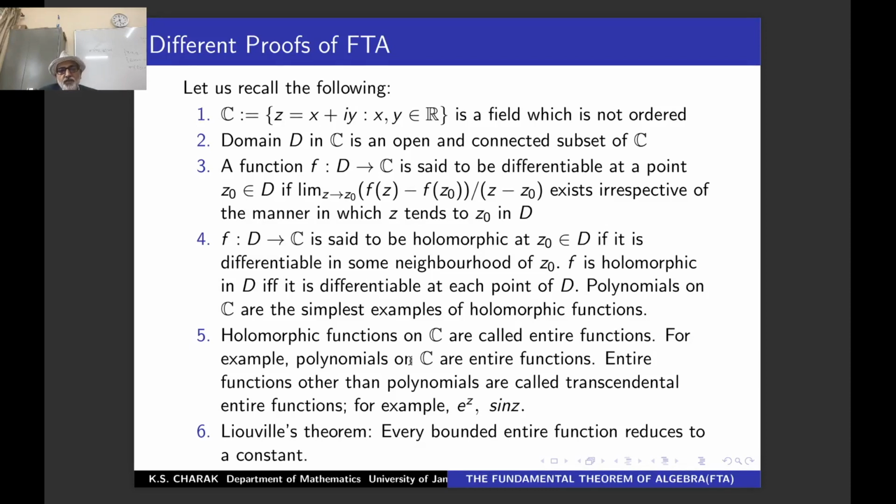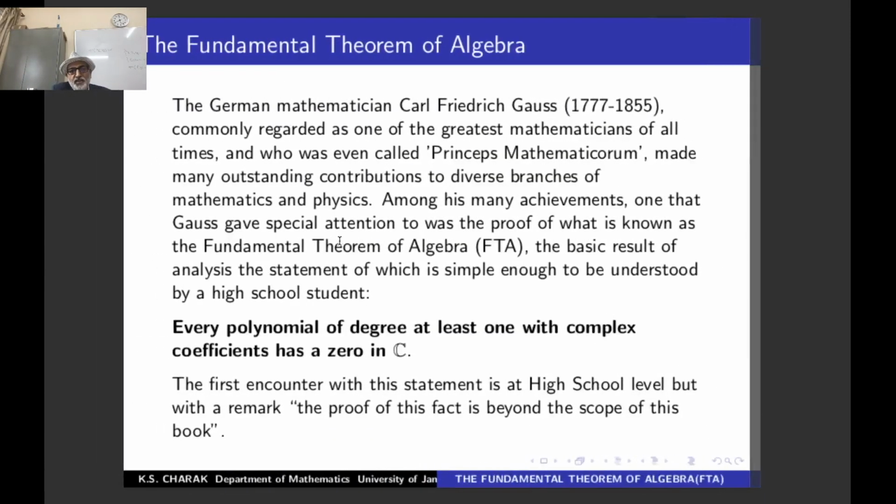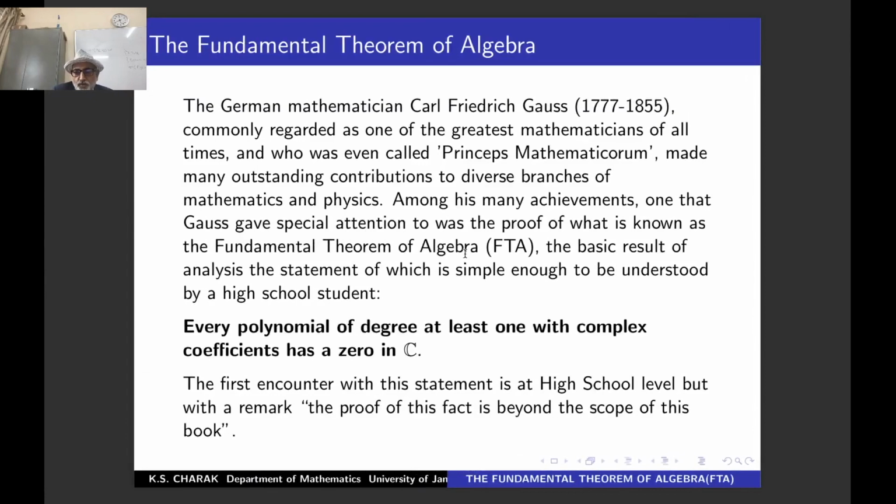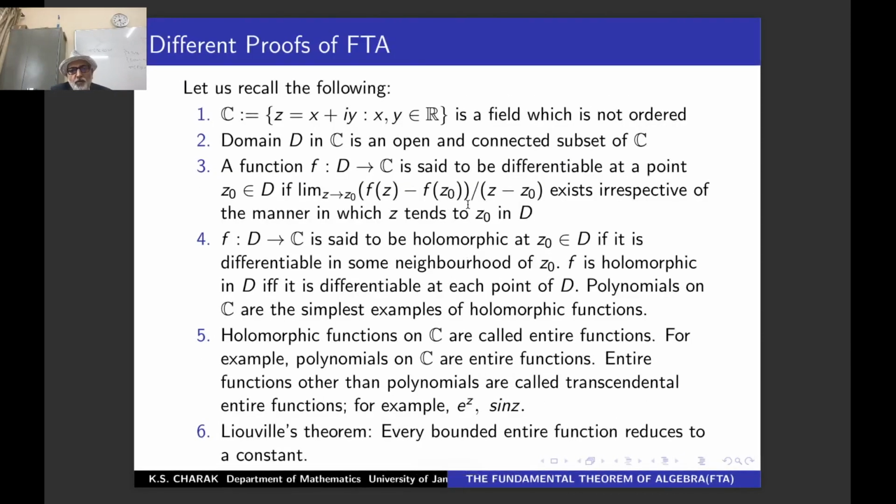A complex valued function on a domain D in C is said to be differentiable at a point z0 in D if the limit of the quotient, as z tends to z0, of (f(z) minus f(z0)) upon (z minus z0) exists, irrespective of the manner in which z tends to z0.